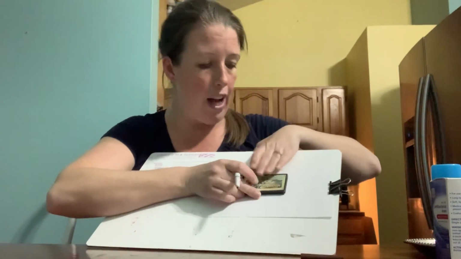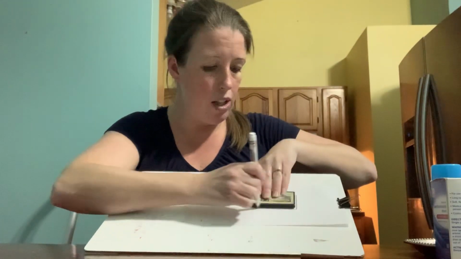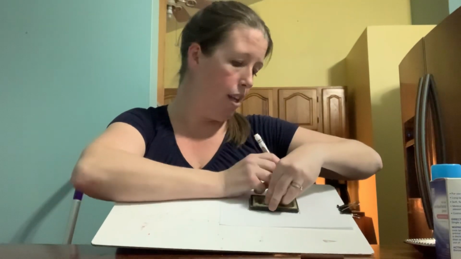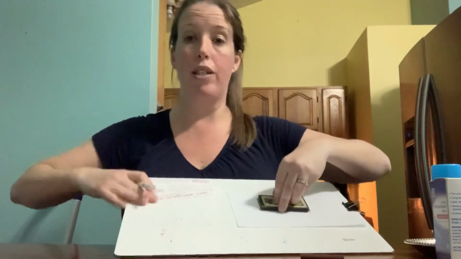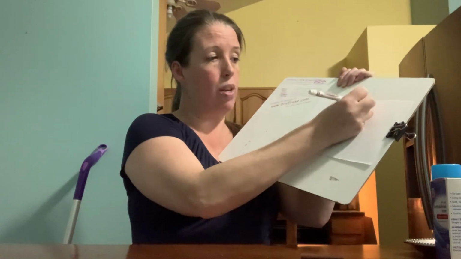So I'm going to put it flat in the middle. 1, 2, 3, and 4. It's a 4-sided shape. So first I'm going to name this. This shape is a rectangle. It has 4 sides. Opposite sides are equal, right?